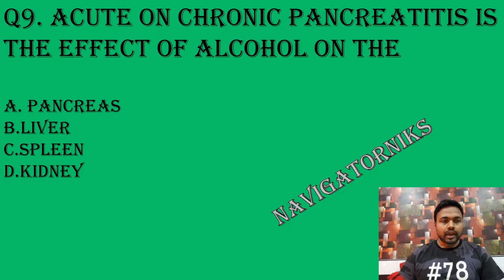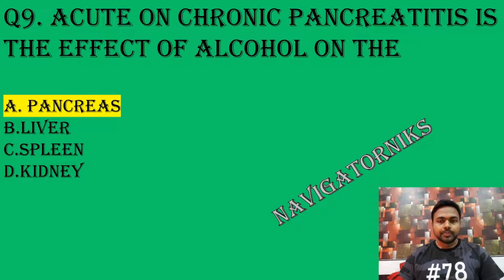Number 9. Acute on chronic pancreatitis is the effect of alcohol on the option A pancreas, B liver, C spleen, D kidney. And the correct option is option A pancreas.